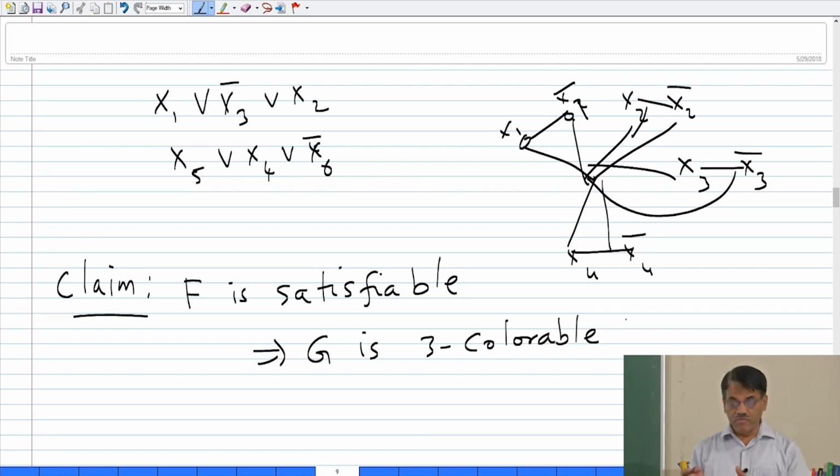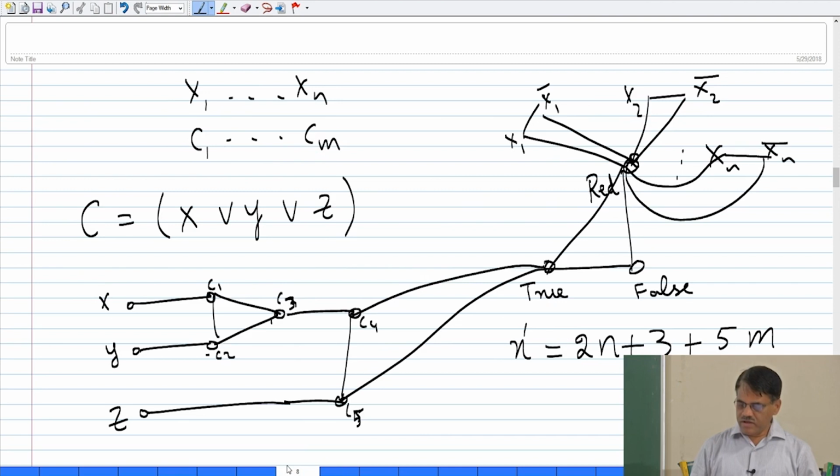Now I want to color my graph with 3 colors. Let's call the colors true, false and red. How do I color the graph? At least this part of the graph, how do I color? Whatever variable is assigned true by that satisfying assignment, I am going to give that variable true, its negation false, and that will satisfy all of these constraints, no problem with that. Now I want to show that there is a way to color this gadget so that it is actually a 3 coloring.